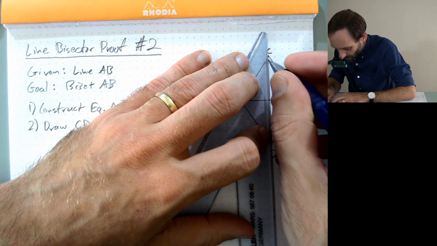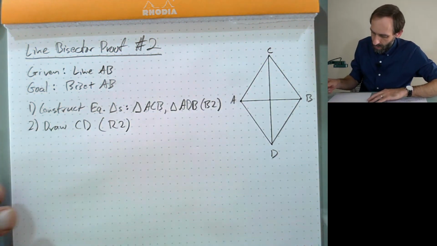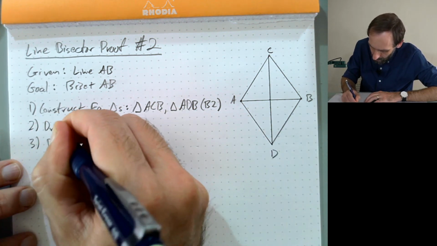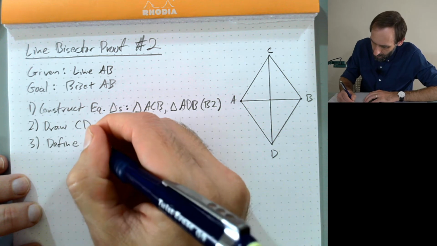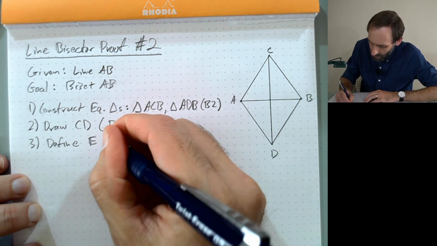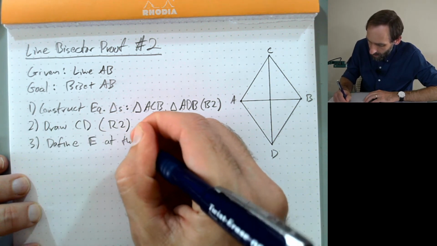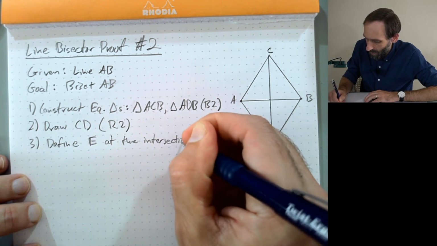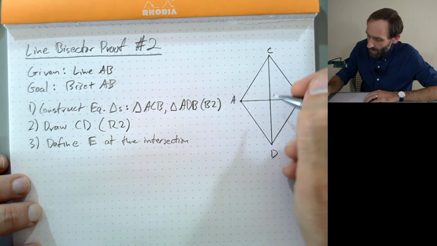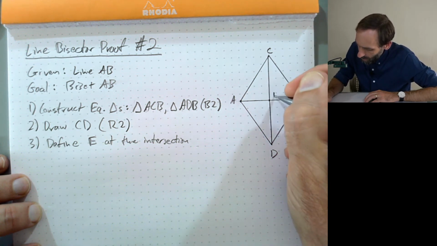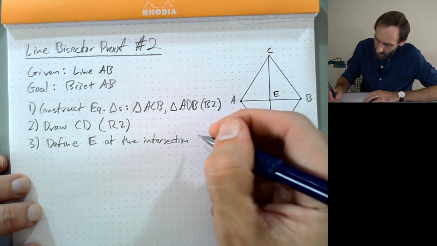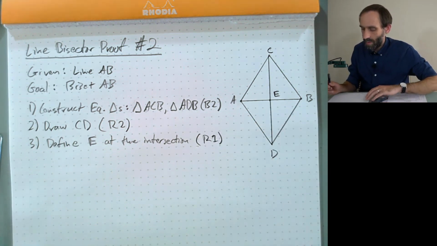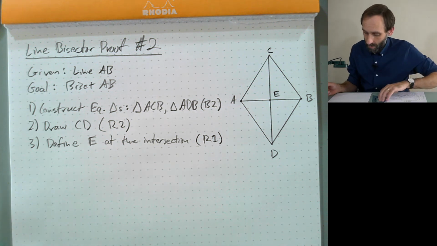So here we go. And now step 3, we're going to define the point E at the intersection. And that's the intersection of CD and AB. And so let's go ahead and draw in point E. Rule 1 says I can define or draw a point anywhere on my paper.